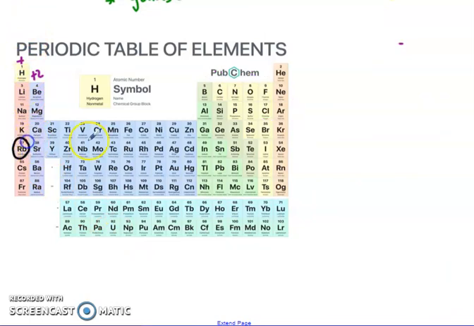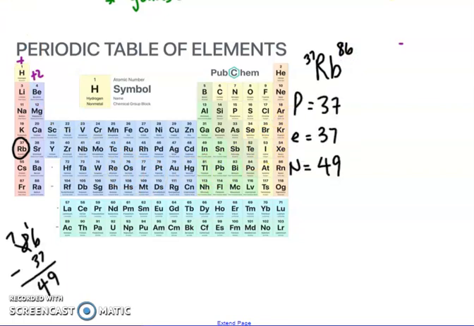Here it is, rubidium. Okay, rubidium is number 37. Let me look on the big periodic table here. It has got 86 for its atomic mass. So go ahead and figure out the PEN. Please press pause here so the students can figure that out.